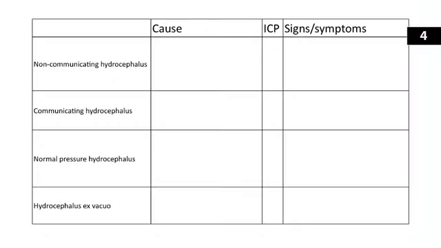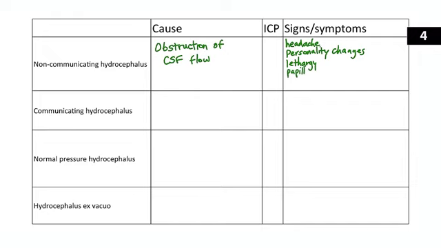Now, in your study guide, there's a table that compares all these different types of hydrocephalus, so let's fill that out together. All right, so in this table I've listed several different types of hydrocephalus, and let's compare some of the different features of these. The first one is non-communicating hydrocephalus. We said this one is caused by obstruction of CSF flow. Then we'll skip intracranial pressure for a second and talk about the signs and symptoms. This can cause headache, personality changes, lethargy, papilledema, and cranial nerve 3 palsy and blown pupil.